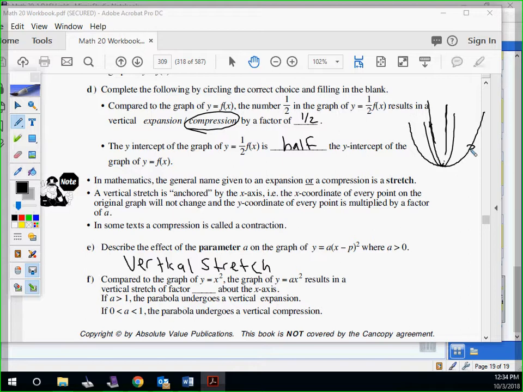We're going to do a lot more with that too, Joel. If you still need a question, we can do that in a second. Vertical stretch by a factor of a. So whatever a is, that's your vertical stretch.